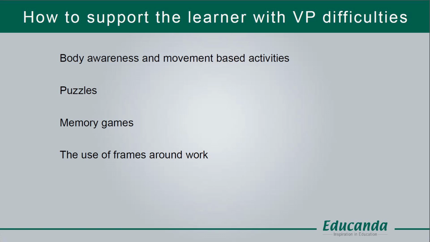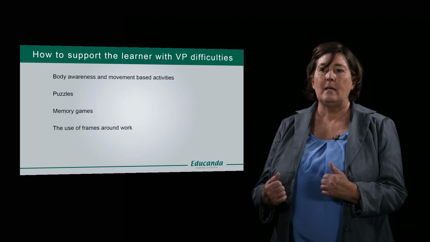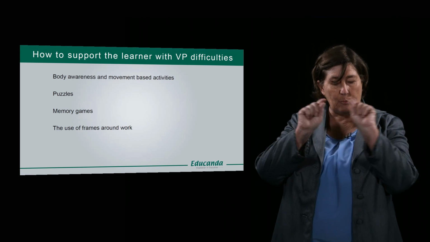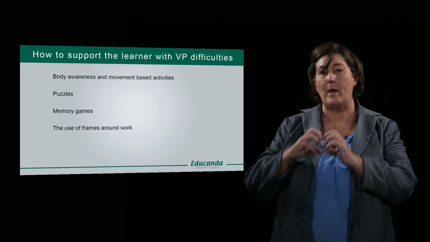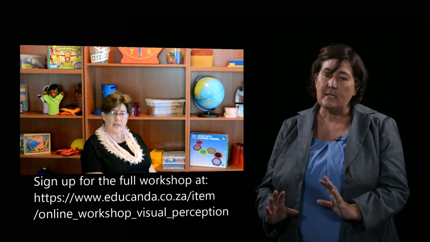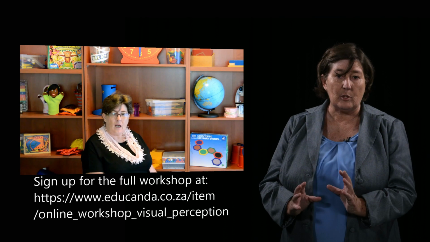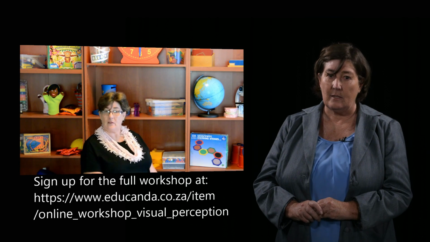So you have to concentrate on their body awareness. Do they know their body and the different functions and where the joints are, and can they move freely? And are they well coordinated? You need to look at whether they can build puzzles, maybe introduce a couple more puzzles for them to build, work on their memory, and sometimes it helps to put frames around work so that they can focus on where they are copying from or where they are copying to. But like I said, we've got a whole video on visual perception, so I'm just touching on this in this video.